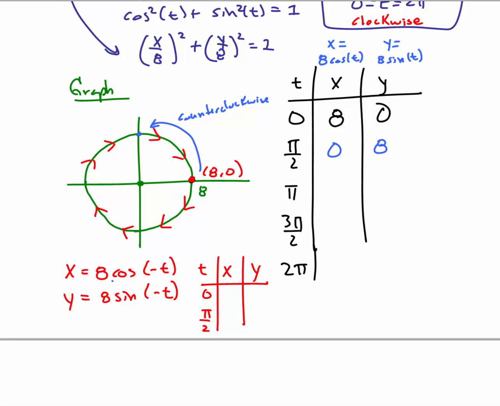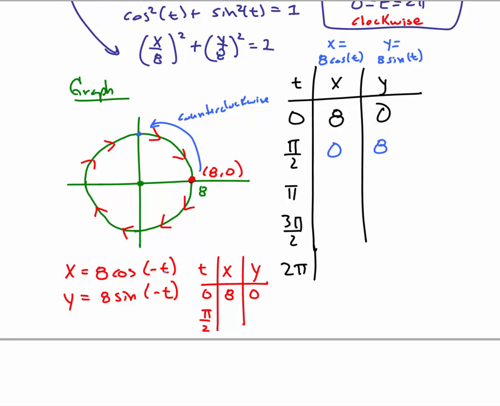So if I plug a 0 in, cosine of negative 0 is cosine of 0 is 1. 1 times 8 is 8. Now as I plug in 0 here, sine of 0 is 0. 0 times 8 is 0. So I still start at this point. Now my next point is going to be important.